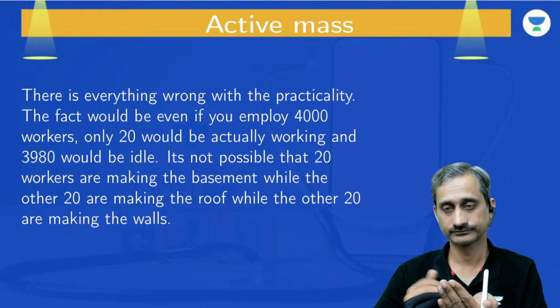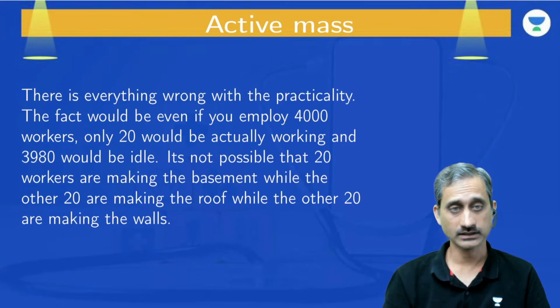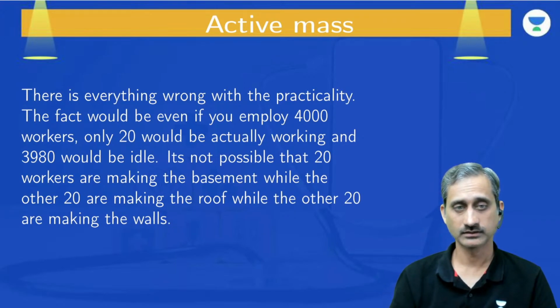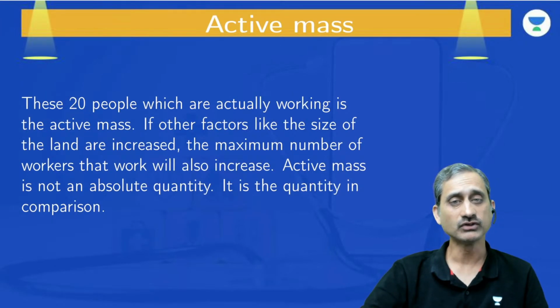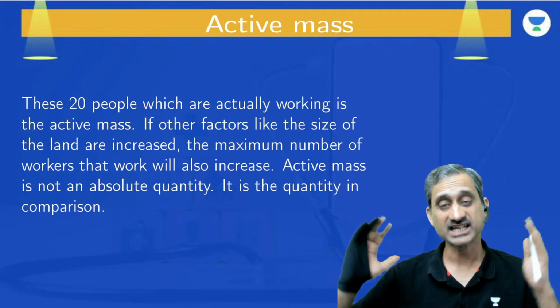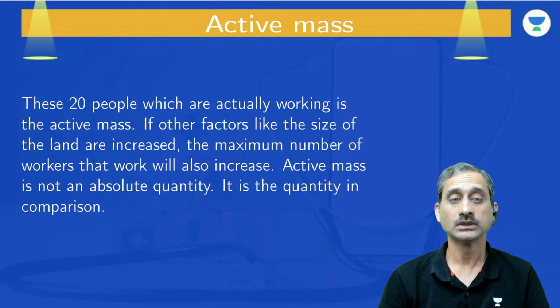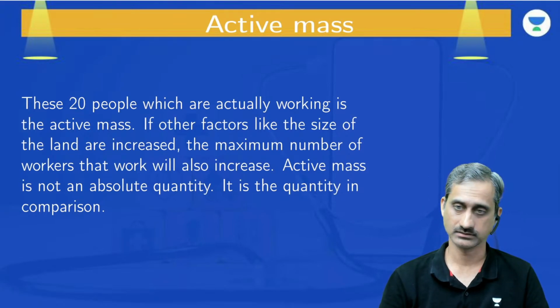They would just be sitting. Clear? So these 20 would become the active mass. Now if you increase the land size, then the workers who can work also will increase. So active mass is not an absolute quantity. It is a quantity in comparison.